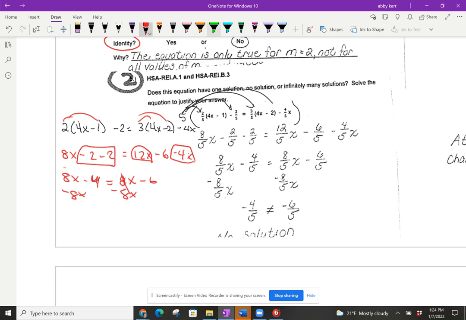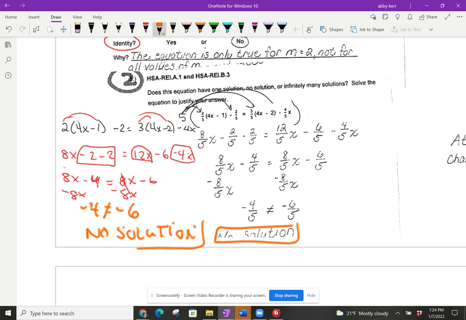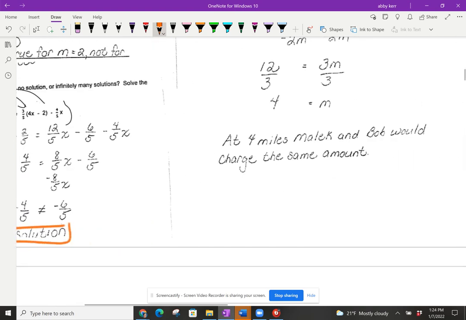Now notice that this answer key and what I'm writing are different work, different steps, but we're going to get the same answer. -4 equals -6 is a false statement, which still symbolizes no solution. So if you keep the fraction, you're still going to get no solution. If you want to get rid of the fractions, the answer still is no solution.